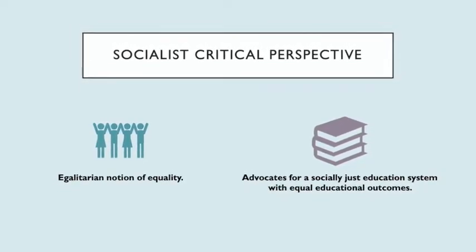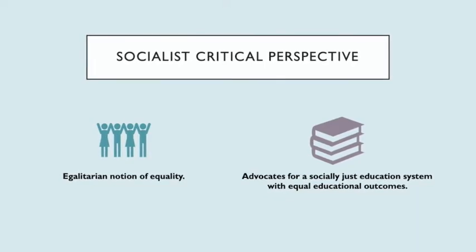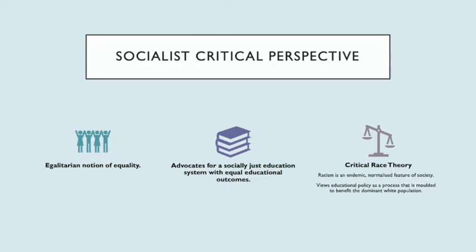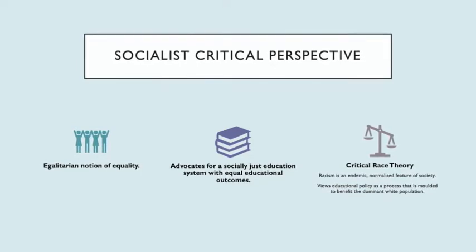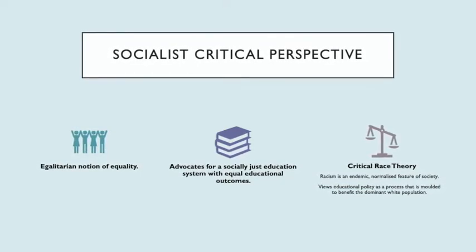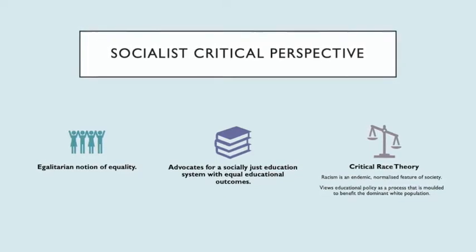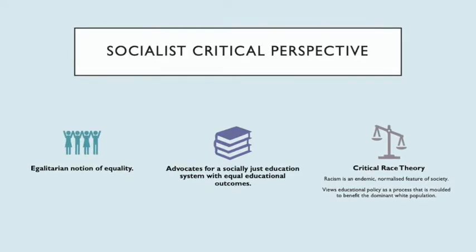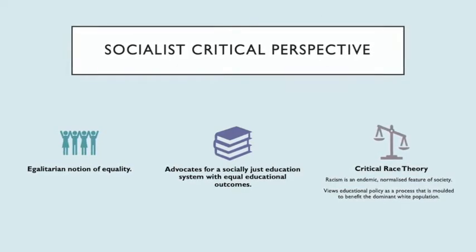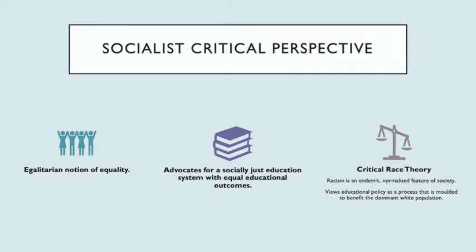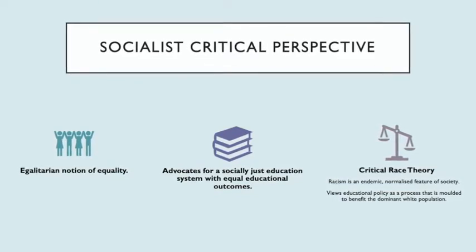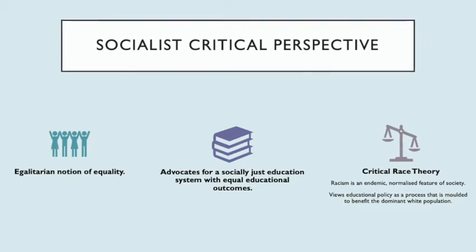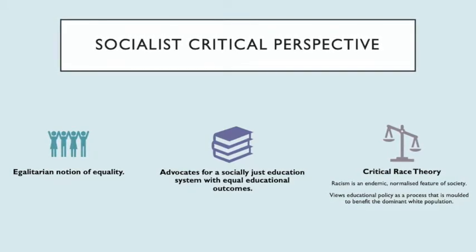I will also examine this problem through the lens of critical race theory. The principles set by critical race theory argue racism is an endemic, normalised feature of society and views educational policy as a process that is moulded to benefit the dominant white population and maintain the status quo. The work of critical race theory recognises racism as deeply rooted in Western educational policy, and the normalisation of this is the underlying cause of racial inequality.